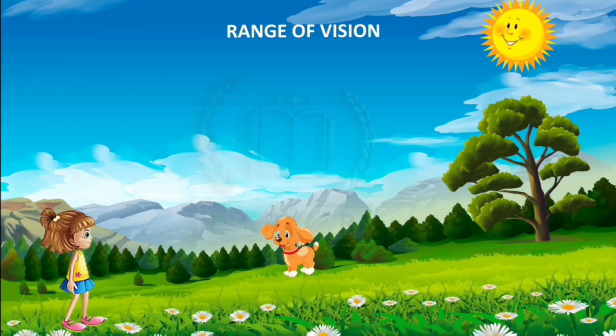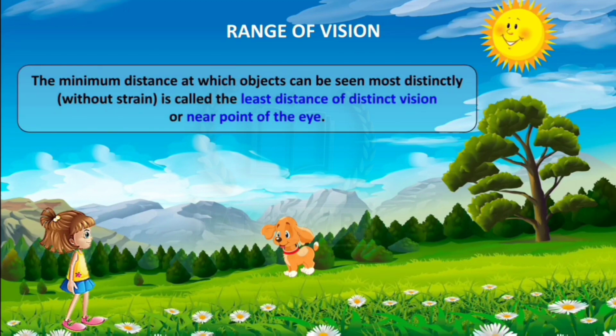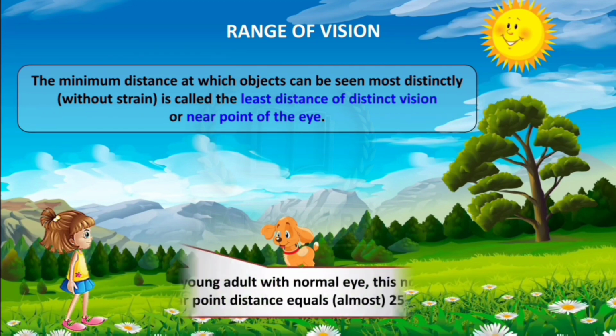Alright, now let us see the range of vision. The minimum distance at which objects can be seen most distinctly without strain is called the least distance of distinct vision, or near point of the eye. So this is the definition for near point of the eye. It means that the minimum distance at which we can see any objects most distinctly, that means without any strain, is called the least distance of distinct vision or near point of the eye.